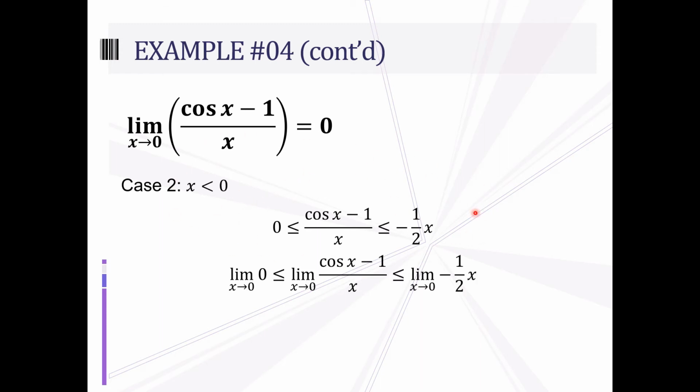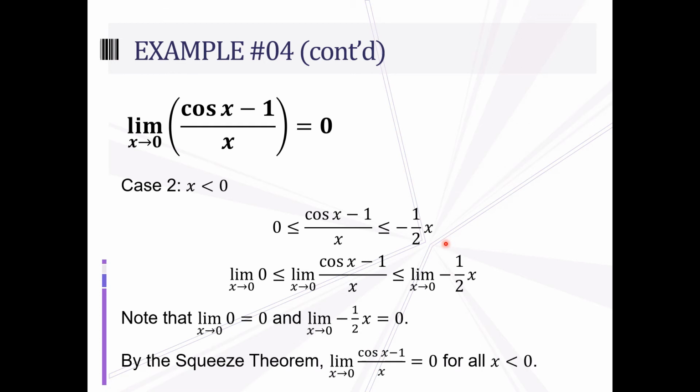So by taking the limit of that, we have the limit of cosine x minus 1 all over x as x approaches 0 is greater than or equal to the limit of 0 as x approaches 0, but less than or equal to the limit of negative 1 half x as x approaches 0. And note that yung limit nito is just equal to 0 at yung limit nito is also equal to 0. Therefore, by squeeze theorem, the limit now of cosine x minus 1 all over x as x approaches 0 is just equal to 0 for x less than 0.